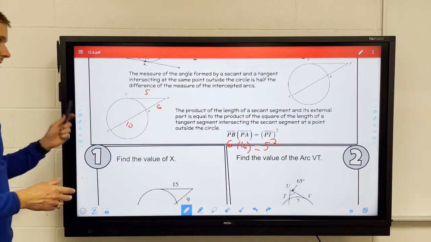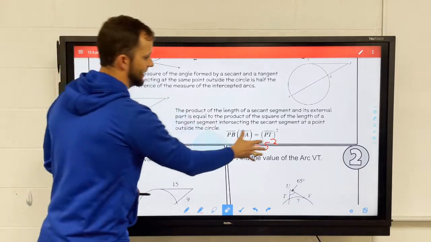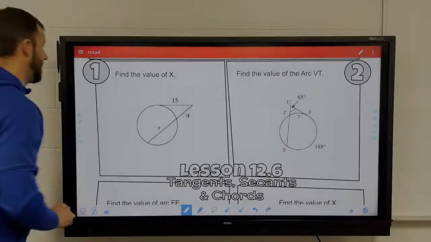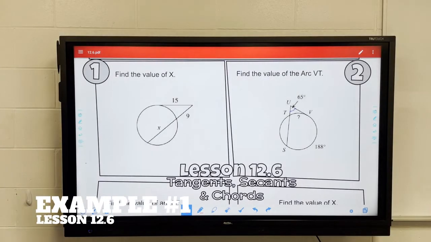Okay? All right, so let's take this info, let's take this idea, and let's apply it to our examples. All right, so look at example number 1. It wants me to find the value of X.